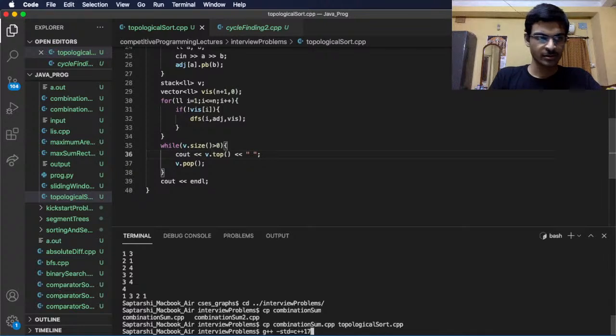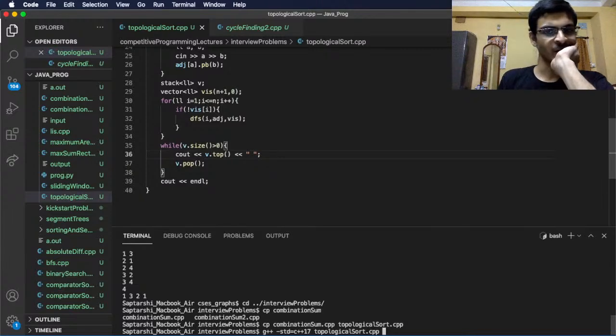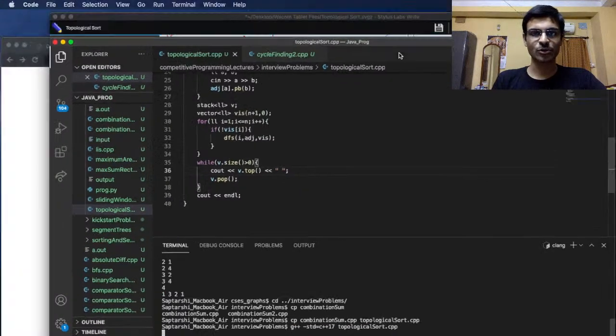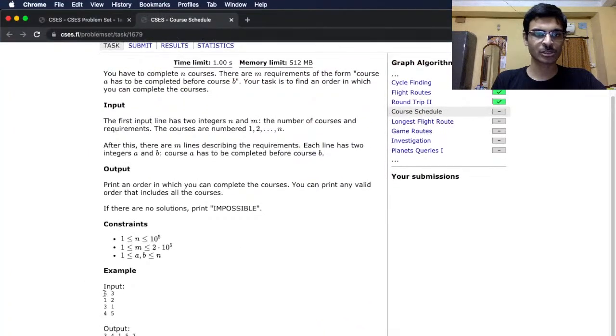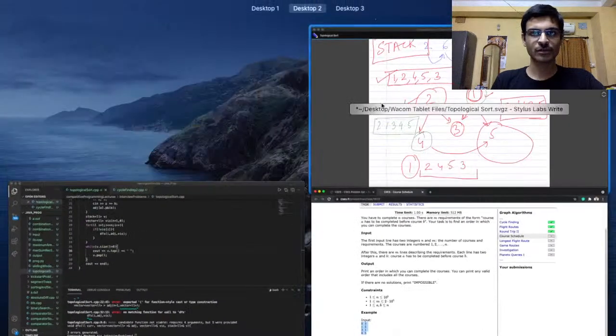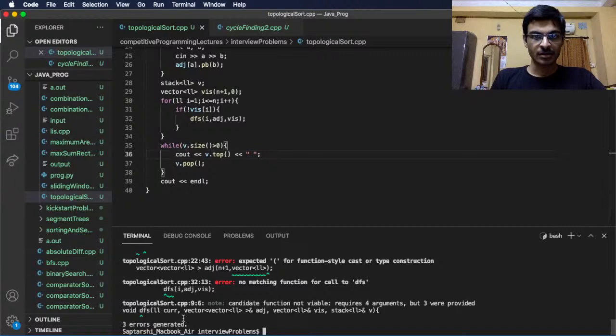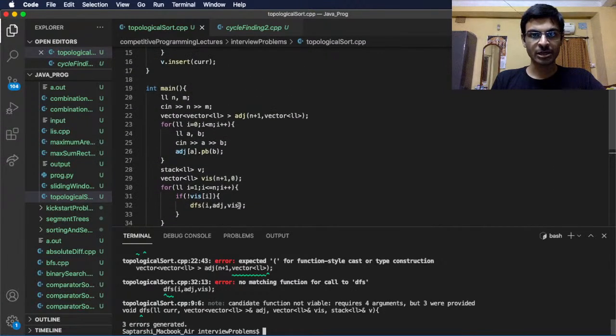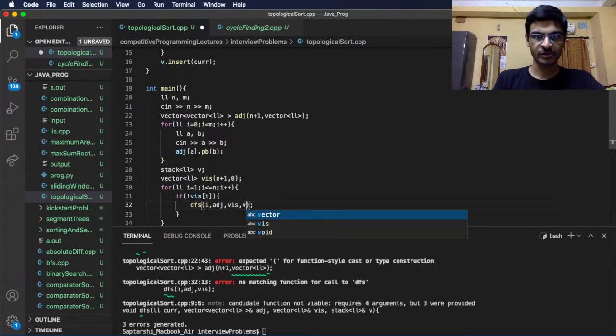We have to check for cycles, right? That is what I said. So instead of checking, I am just going to run for this particular test case, because I know it is possible for this test case. DFS, no matching call, because I think I did not pass the stack. So it is a V.